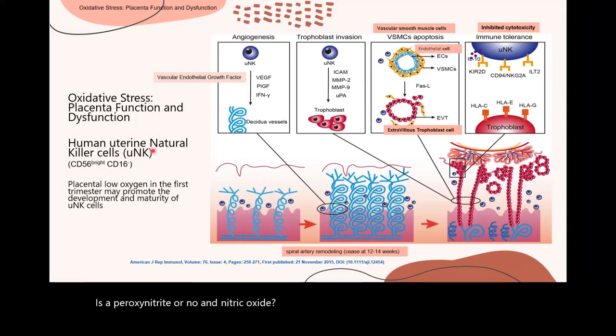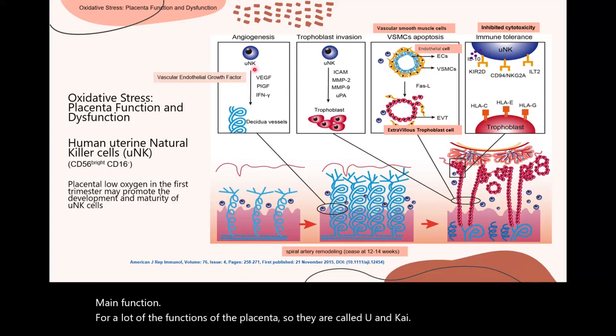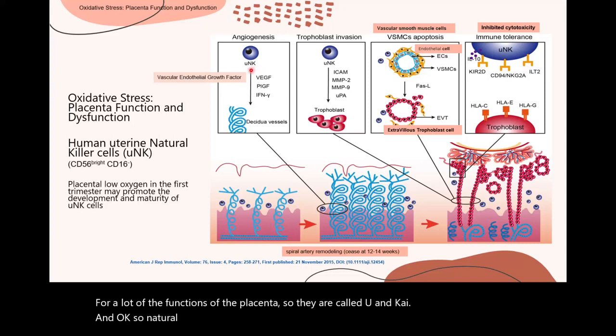There's some human uterine natural killer cells that have a main function for a lot of the functions of the placenta. So they are called uNK. So natural killer of the uterine cells are going to be responsible for creating new vessels. That's called angiogenesis. They're going to be also responsible for invasion of the trophoblast.